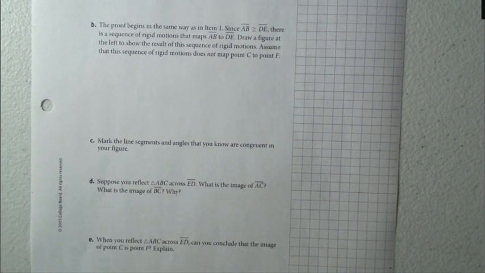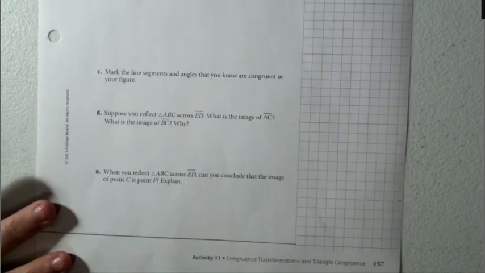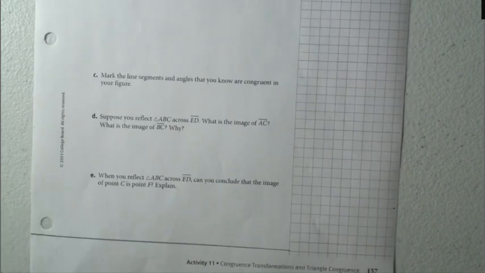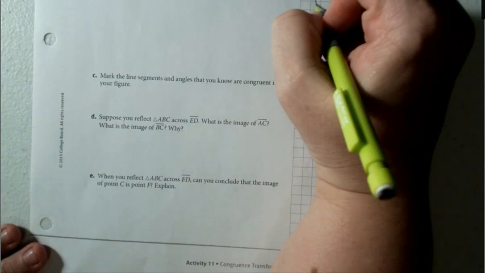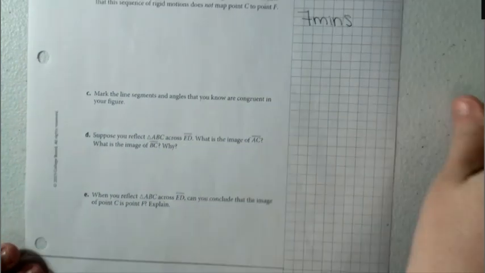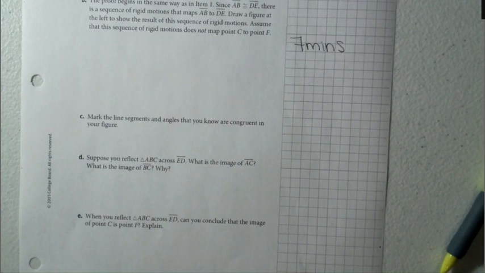D. Suppose you reflect triangle ABC across ED. What is the image of AC? What is the image of BC? And why? And then lastly, letter E. When you reflect triangle ABC across ED, can you conclude that the image of point C is point F, and explain? For this section, I am going to give you 7 minutes to work with your table mates on question number 5. Go ahead, pause your video.